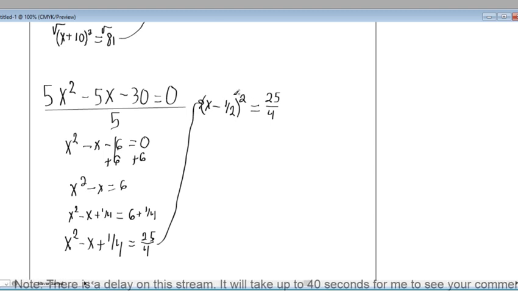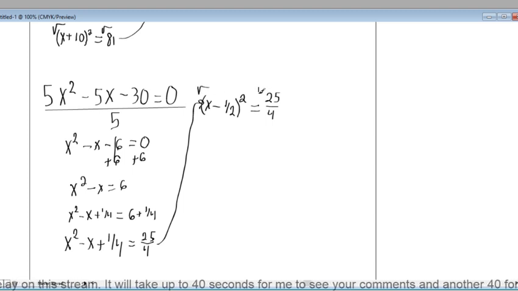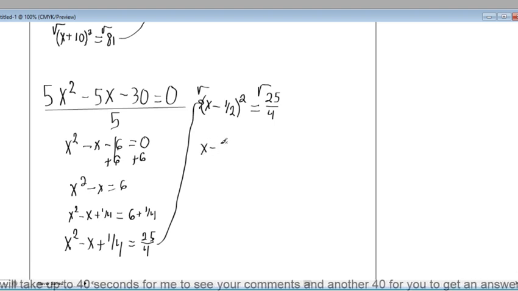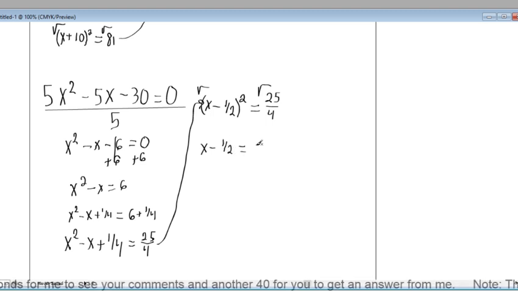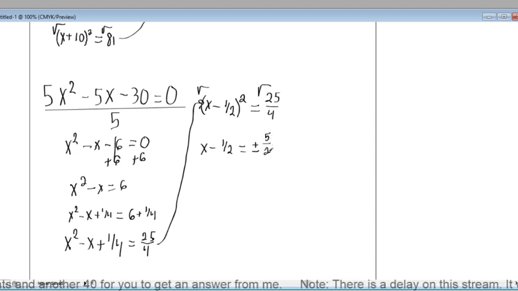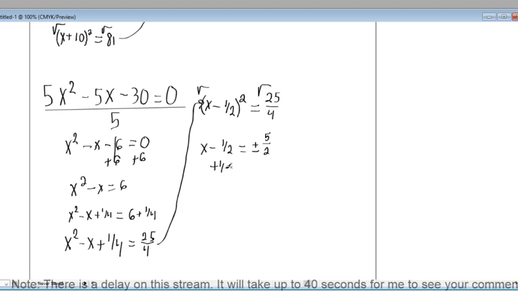Alright, we need to take the square root of both sides so that we can get these parentheses out of here. So we'll take the square root. That leaves us with x minus 1/2 equals plus or minus, square root of 25 is 5, square root of 4 is 2. Alright, so last thing we need to do is to add 1/2 to both sides.